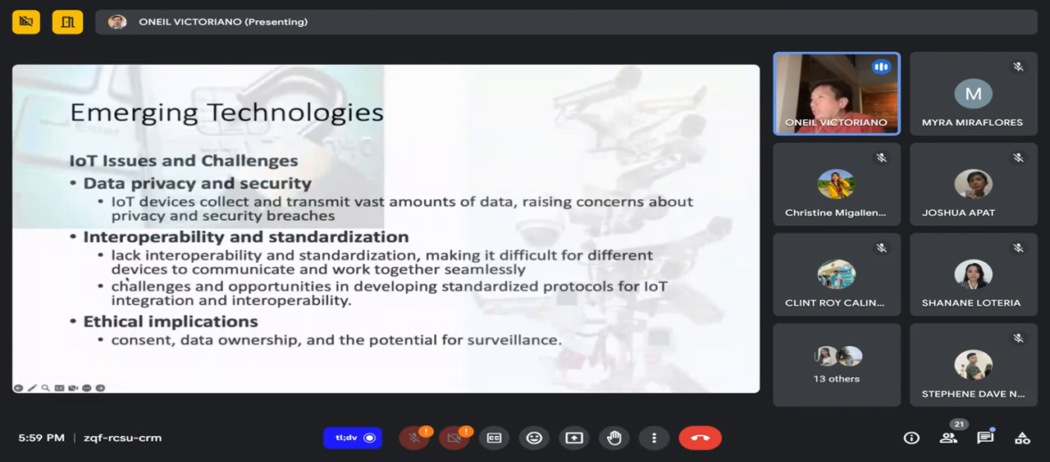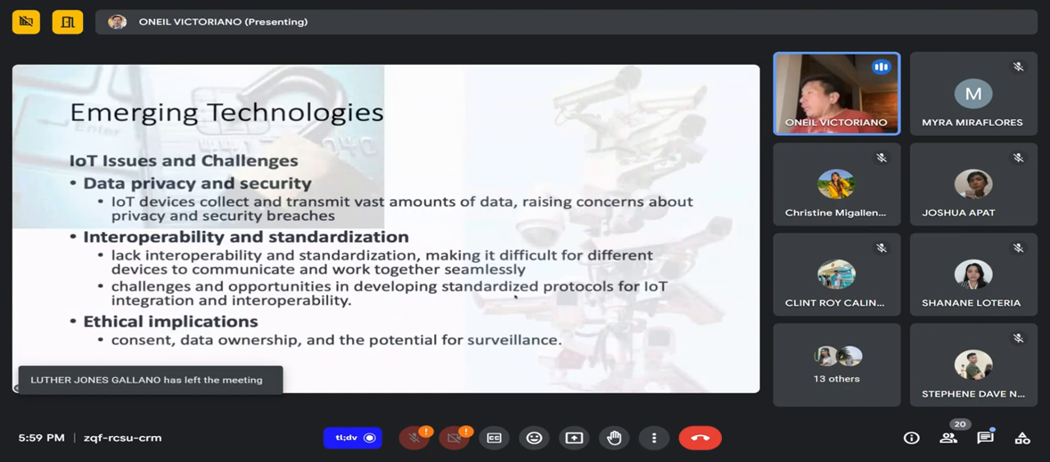Another issue would be interoperability and standardization. We have different devices and different proprietary software and devices that should work seamlessly. But of course, there would be a lot of protocols, like communication protocols, that would connect different communications down to the hardware component. So they would be developing standard protocols, and integration and interoperability of different devices.